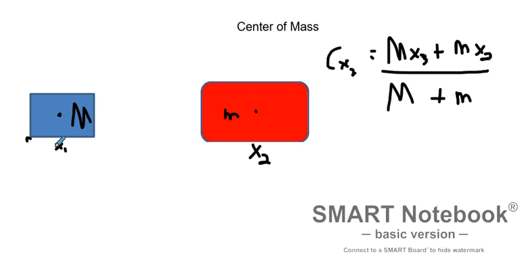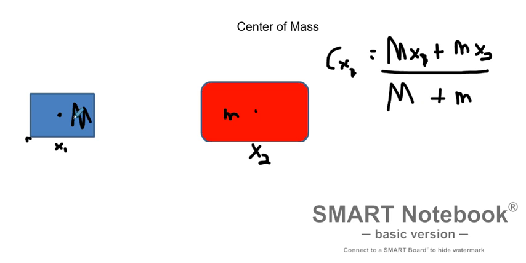And then x1 will be the distance to that center of mass, and x2 will be the distance to that center of mass. So if I want to calculate the center of mass of this object, Cx, and I'm calling that number 1, it would equal mx1 plus mx2, divided by m plus m on the bottom. I'm going to take the mass times the coordinate plus mass times the coordinate, divided by the two masses added up together.